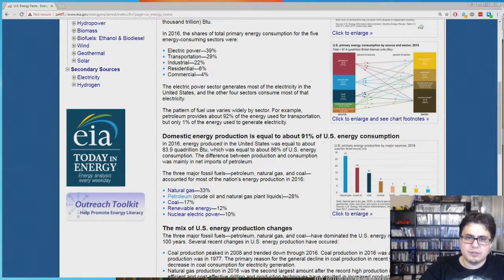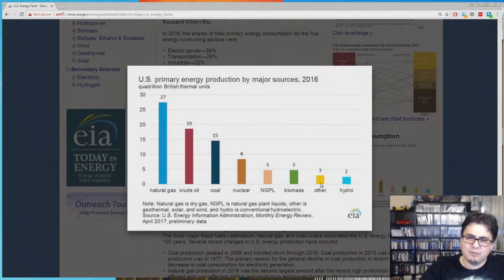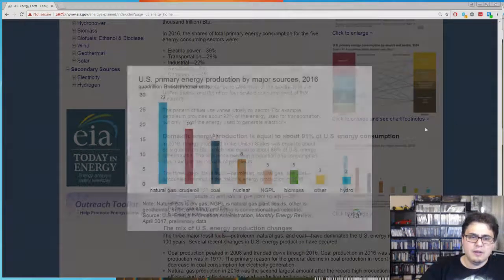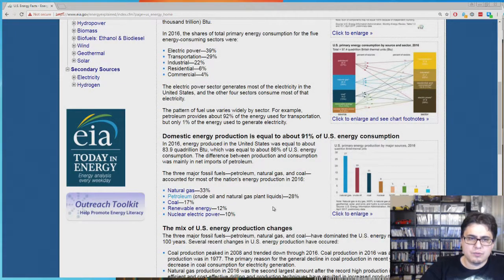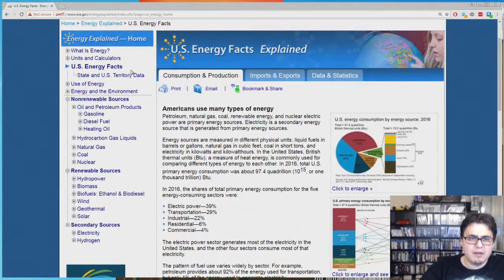Again, this is kind of retelling the same story in bar graph form. Energy production by sources: again natural gas, crude oil, coal. Those are the main players. Nuclear's a little bit. This is another type of natural gas, and then you've got all your other biomass, hydro, and renewables down here. I think that's pretty much it for the stats.